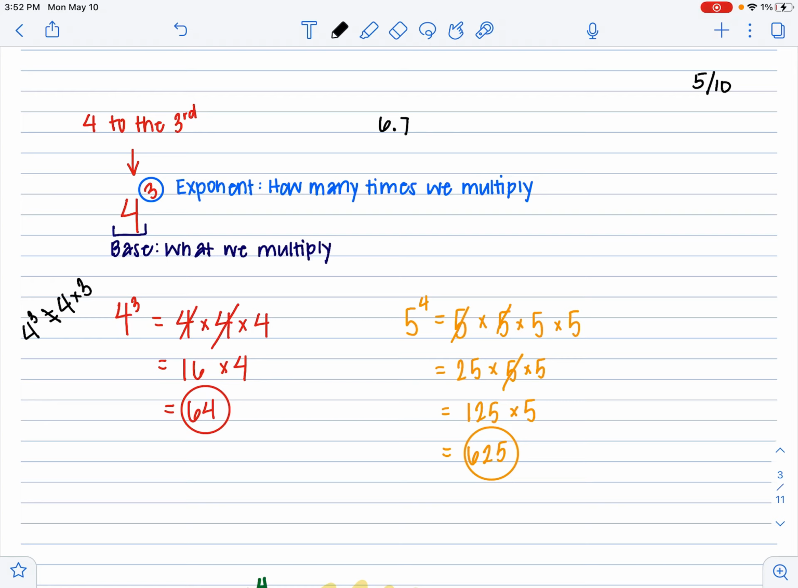Another common mistake that people make is they might accidentally think 4 to the third is equal to 4 plus 4 plus 4. Again, that would be an instance where we would use multiplication, 3 groups of 4. The exponent always indicates that you need to multiply the base however many times is indicated by that exponent. So to the third power, we multiply 4 times 4 times 4.